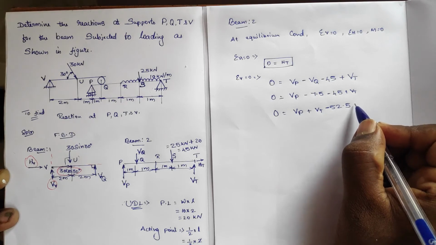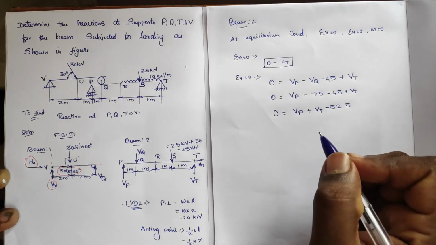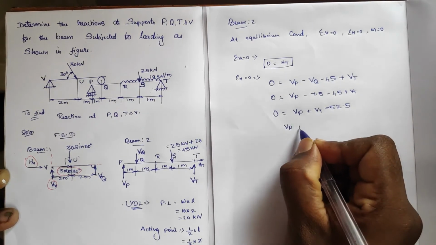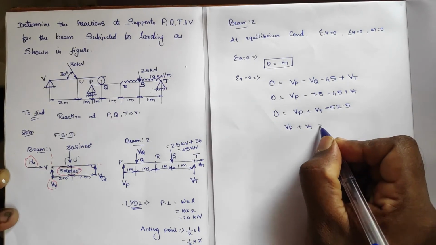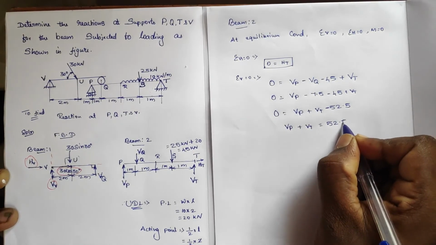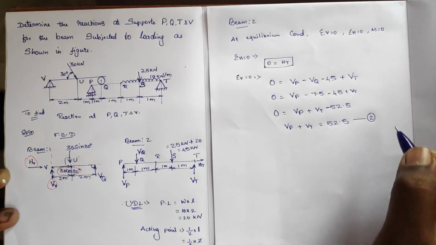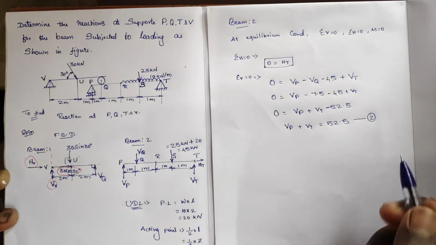Then just bring it to the equation format. VP plus VT, I'm going to take the 52.5 to the other side, so it will become VP plus VT equals 52.5, right? So I'm going to take this as equation number 2. Already in the last part I took equation number 1, so this is equation number 2.